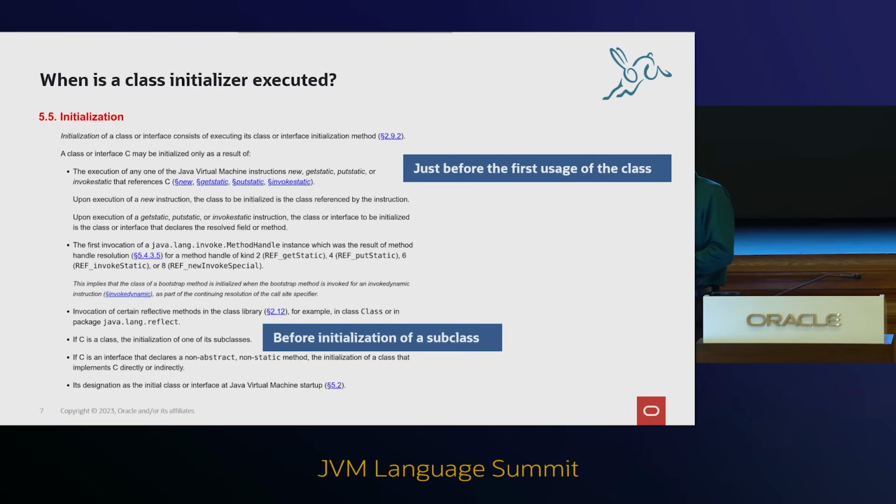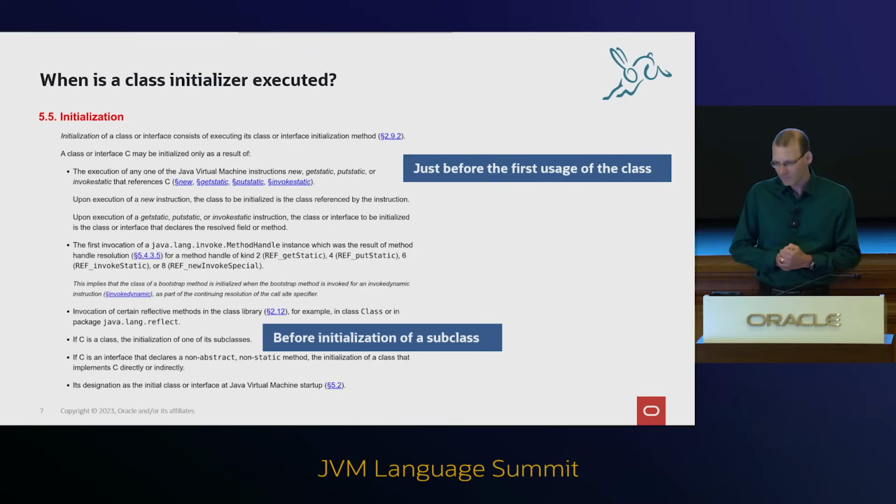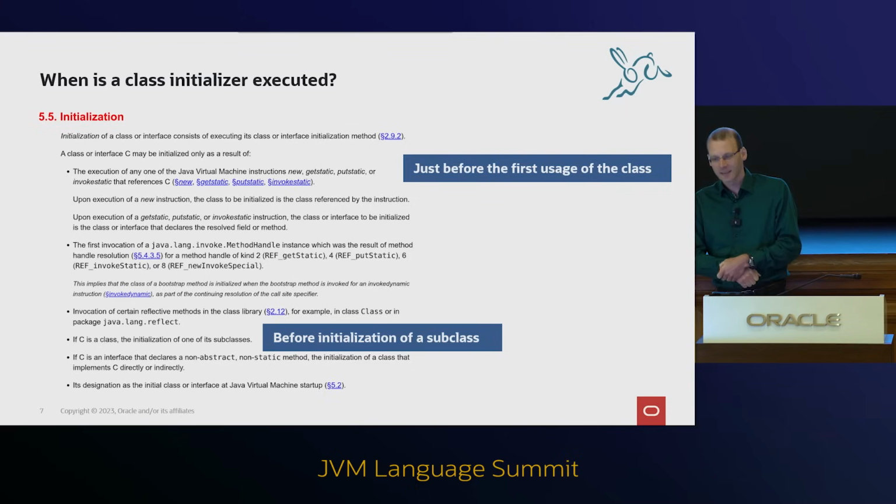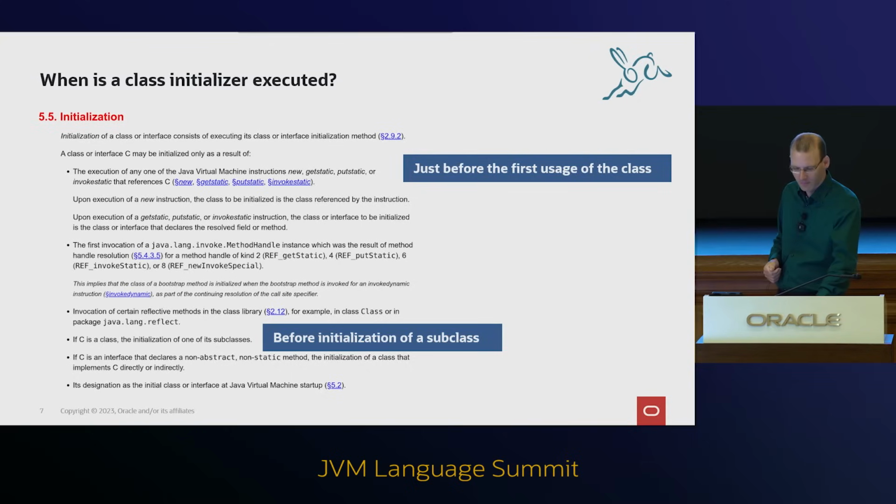Now, to shift gears a little bit, when is a class initializer executed? Well, there is this nice specification in the JVM specification, section 5.5, and it has these bullet points. A class is initialized, and the most important bullet point is the first one: just before the first usage of the class. And then further down, of course, you need to initialize a class before you initialize any of its subclasses. So the superclass is always initialized before.